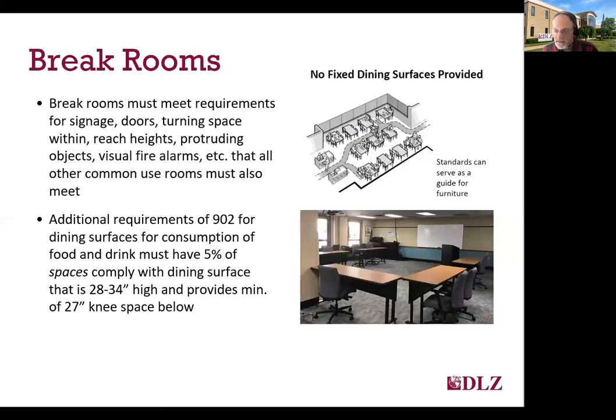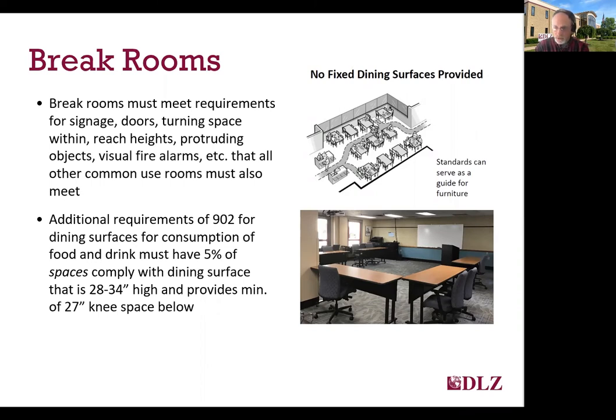Just to keep it easy, let's consider that we're talking about just a room with tables, maybe a television or some seating within it. So it's essentially a lot like some of the other common use rooms in a facility, and still needs to meet those requirements that are common in all the rooms that I've already mentioned for signs and doors and turning spaces and reach heights to outlets and switches and all those other things. If the space has appliances or sinks or a coffee station or other amenities within, there will be additional requirements, and I'll cover those in the kitchen and kitchenettes discussion, since those really apply there.